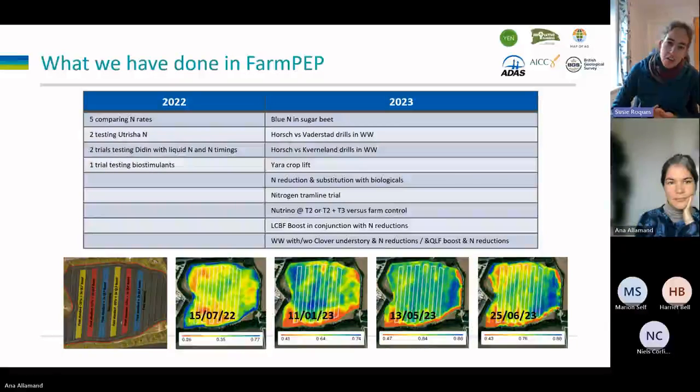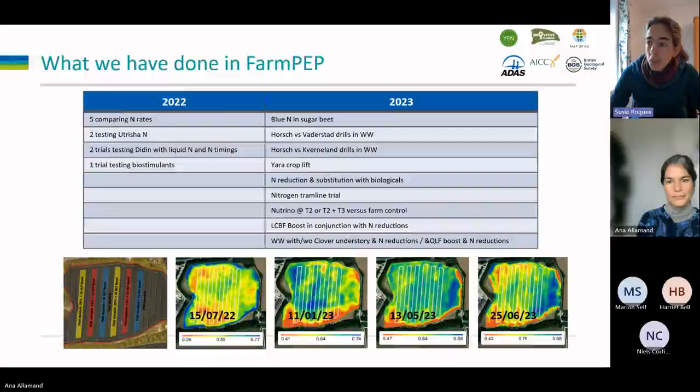So these were trials carried out in the FarmPEP project. It's a collaboration between AICC advisors, their farmer clients, and a little bit of support from ADAS. In 2022, and in fact in both years, most of the trials were focused on nutrition because with the sudden rise in fertilizer prices about a year and a half ago, that was the hot topic that everybody wanted to look at. Everyone wants to save a bit of fertilizer.